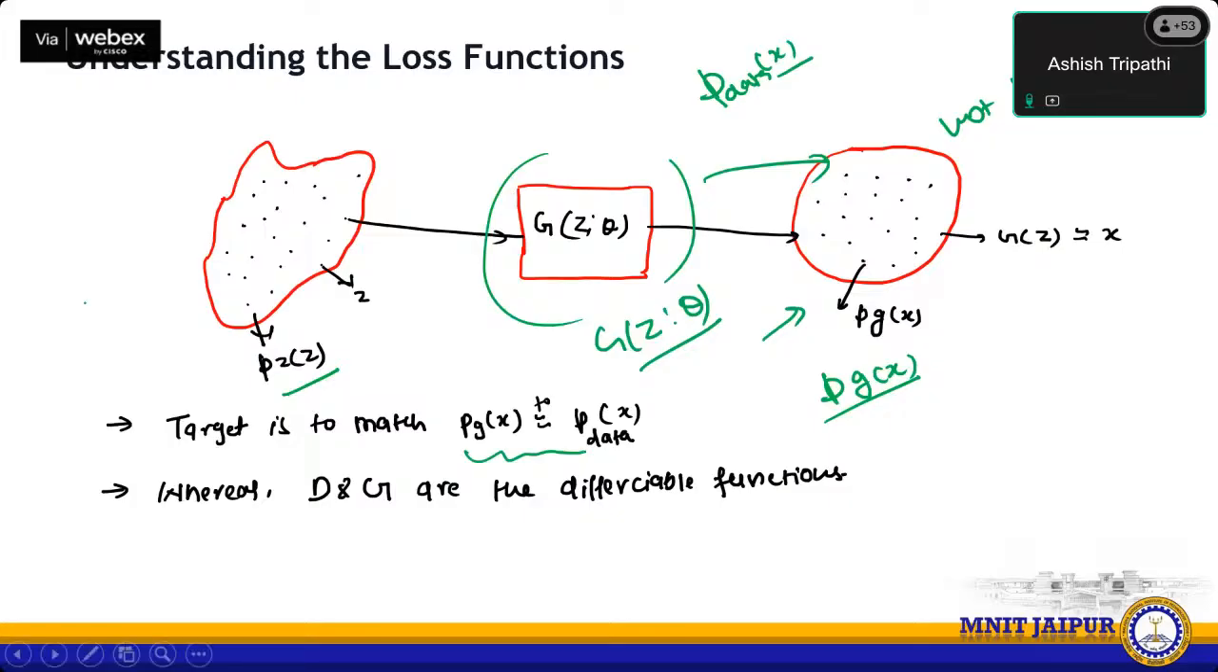What is the target? The target is that we have to make this generated data probability distribution very, very close or equivalent to the actual one. So the generated and actual data probability distributions should be very close. This is basically the target of the discriminator.